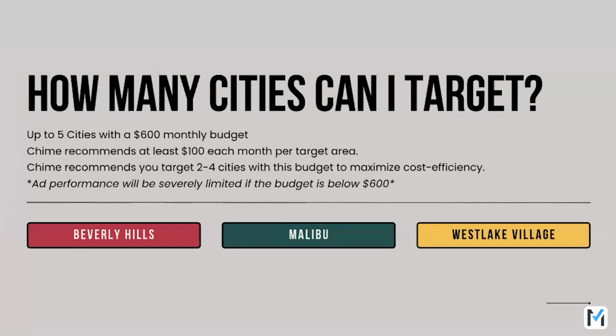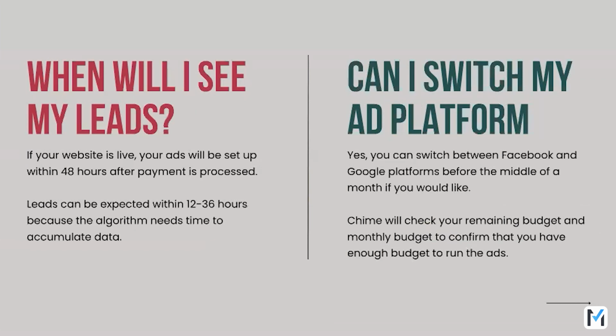Another question is, will I see my leads? Once you go through the process of setting up your leads, you're like, okay, when do my leads start flowing in? If your website's live, your ads will be set up within 48 hours after payment is processed. But then you need to wait about 12 to 36 hours for the algorithms to do their thing and accumulate the data. That's for Facebook, for Google, for each one, because once you set it up, it needs to go through a learning phase.